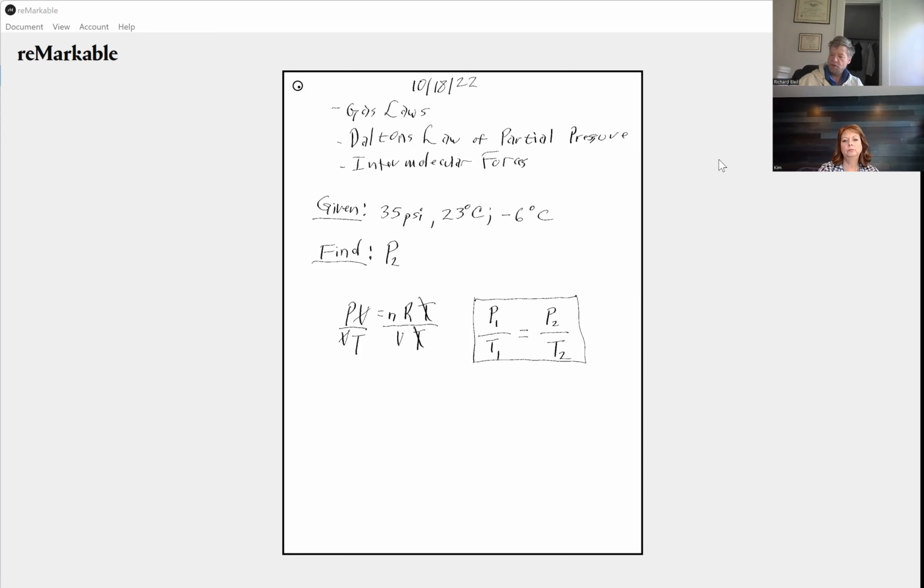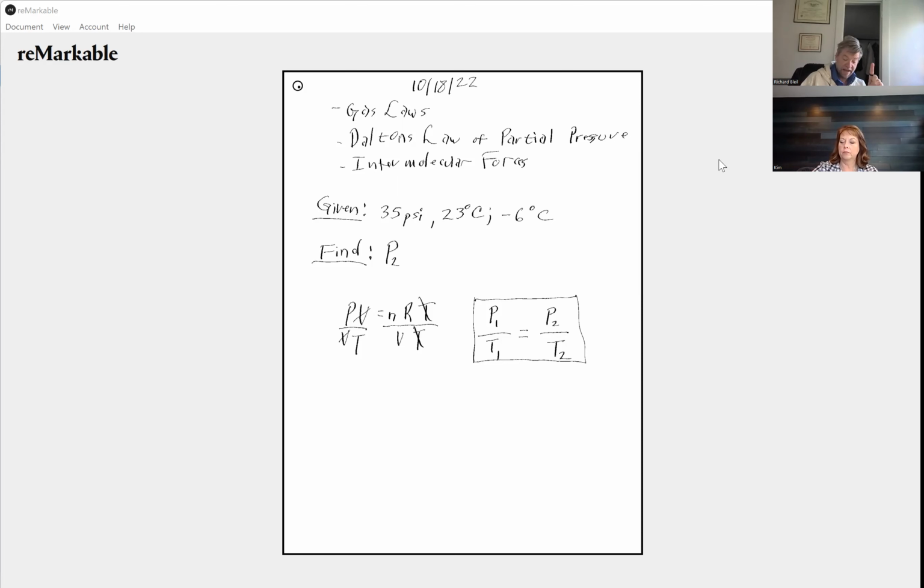Now, I've told you this before, and I'm going to drill this into you. There are 2 cardinal rules for doing gas law calculations. You must remember the cardinal rules. First rule, you must have consistent units.